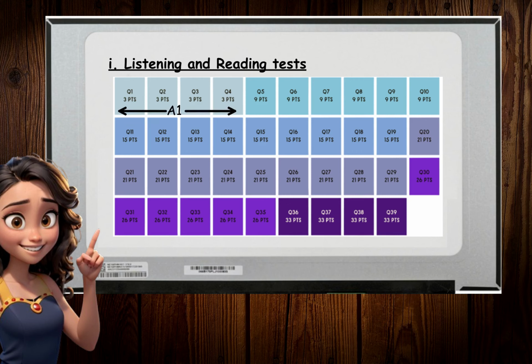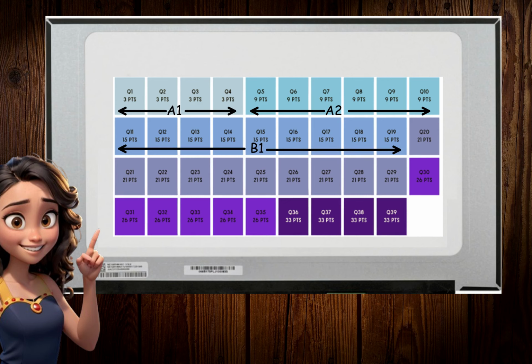Questions 1 through 4 are generally A1 questions that carry 3 points each. Questions 5 to 10 are A2 questions with 9 points each. Questions 11 to 19, B1 questions, 15 points each. Questions 20 to 29 are B2 questions with 21 points each. Questions 30 to 35 are C1 questions, each carrying 26 points. And finally, questions 36 to 39 are C2 questions carrying 33 points each.